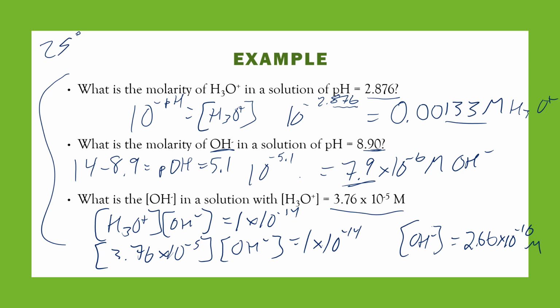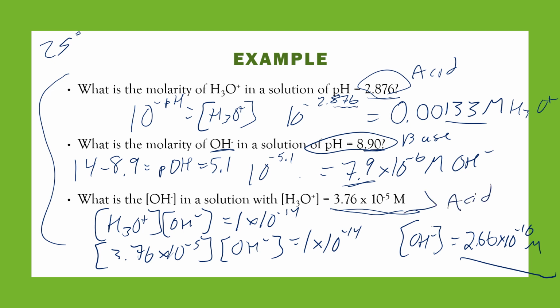Okay. Now this first example, like we said, was an acid because the pH is below 7. This one is a base, pH is above 7. Now in this case, in the third example, we can compare the 3.76 times 10 to the negative 5th with the hydroxide, 10 to the negative 10th. So our hydrogens are much greater than our hydroxides. And so that's how we know this last one is an acid.